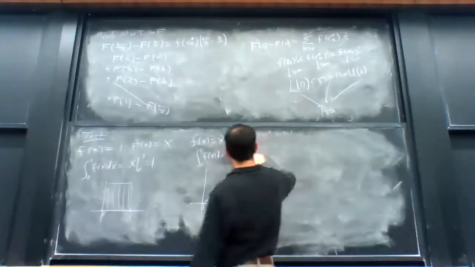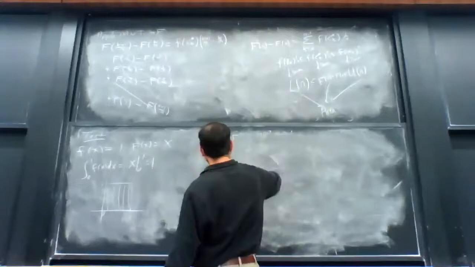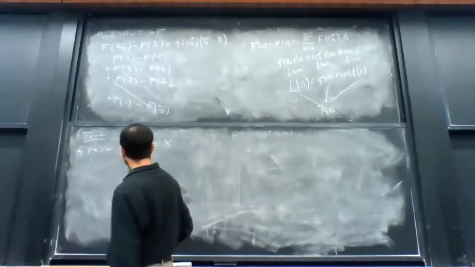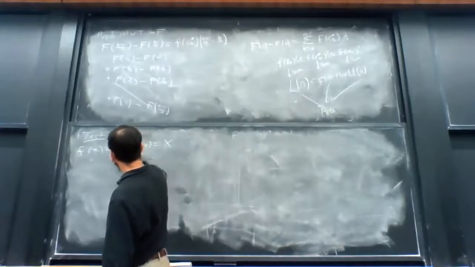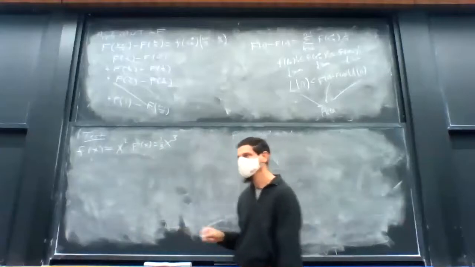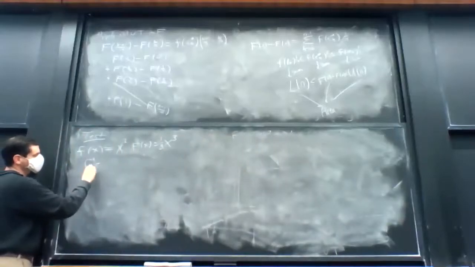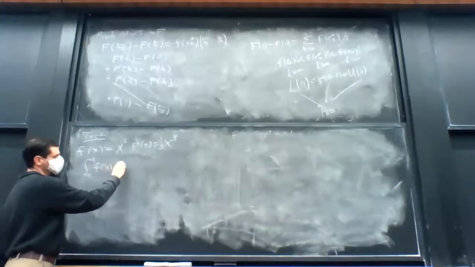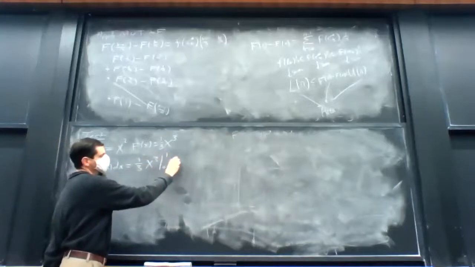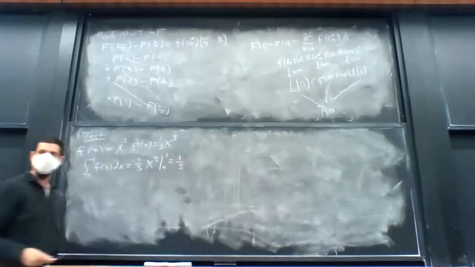Any thoughts about what we should try next? I think f of x equals x squared. Yes, let's try f of x equals x squared. And this will be our first real test. And we'll get 1/3 x cubed. And now, if we use the fundamental theorem of calculus, we get the integral from 0 to 1 of f of x dx is 1/3 x cubed at 0 and 1, which is 1/3.